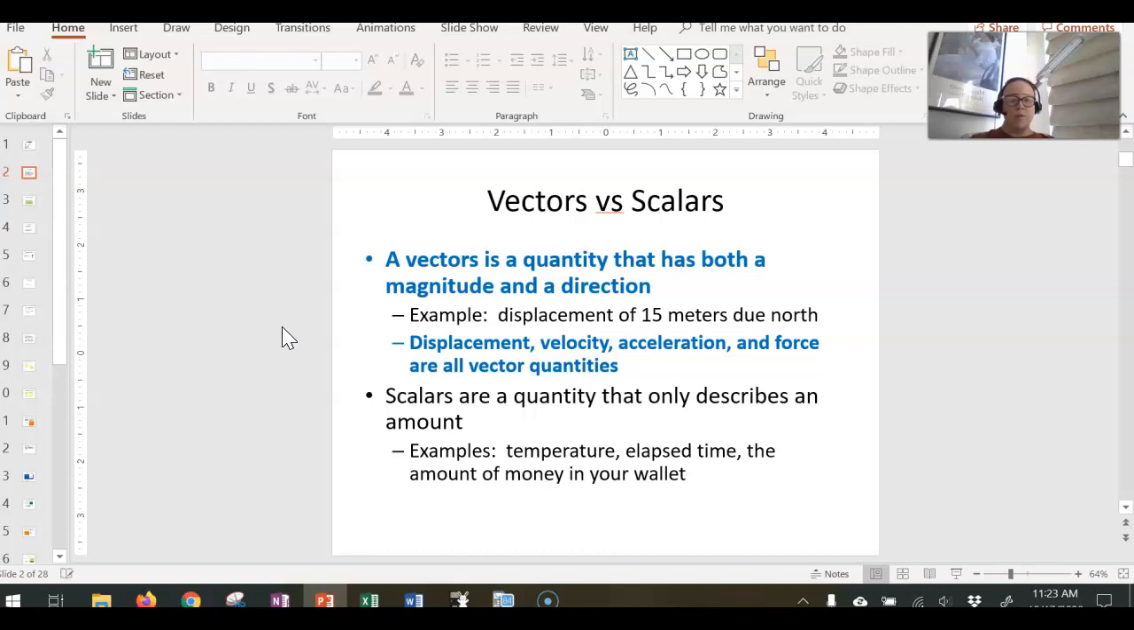We have already talked about a number of vector quantities, including displacement, velocity, and acceleration, and soon we're going to also talk about forces, which are also vectors. The opposite of a vector is a scalar. A scalar is a quantity that only describes an amount of something. For example, elapsed time, the amount of money in your wallet, temperature. These are all things that can be described as a quantity, but they have no sense of direction.